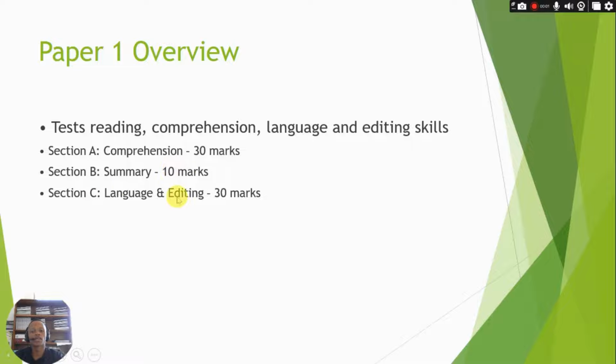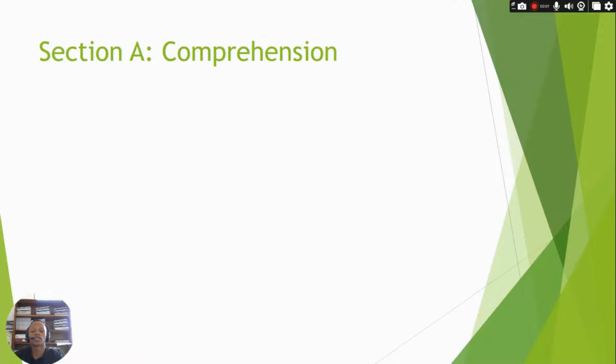And then also you'll have your section C there, which mainly focuses on language and editing, and this is basically the mark allocation. Section A is 30 marks, section B is 10 marks, as well as section C, which is 30 marks. Now the total will be 70 marks, and the paper is 2 hours. Okay. Now let's talk about the comprehension.